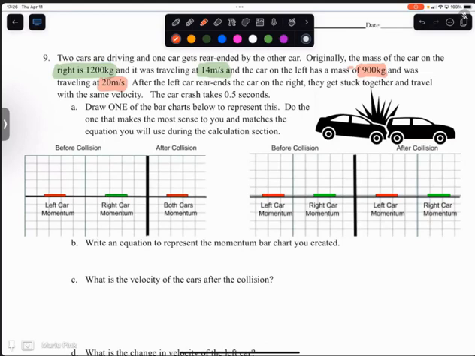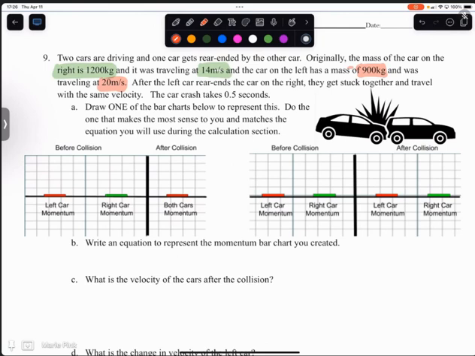Alrighty, number 9, we have two cars driving and one car gets rear-ended by the other car. Originally, the mass of the car on the right is 1,200 kilograms and it was traveling at 14 meters per second. And the car on the left has a mass of 900 kilograms and was initially traveling at 20 meters per second. After the left car rear-ends the car on the right, they get stuck together and travel with the same velocity. The car crash takes 0.5 seconds.